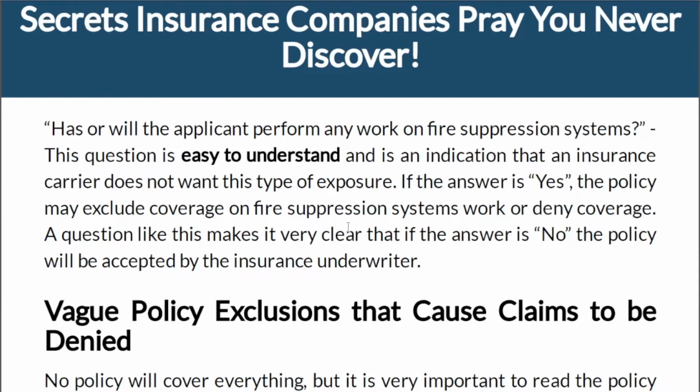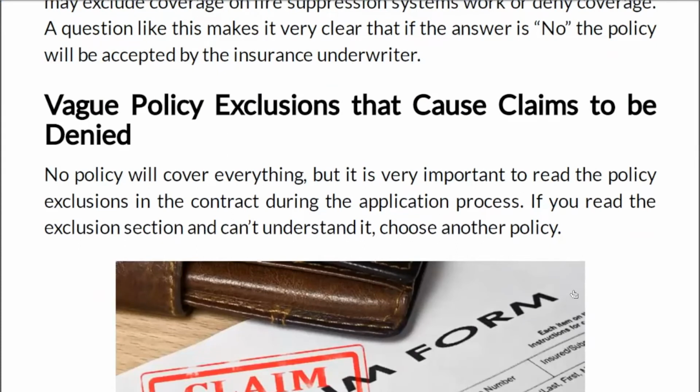Now I want to go to the opposite end. There are carriers out there that write their policies in a way that makes them very vague, and I'm going to show you examples. When you file a claim with them, you're going to get denied, and I'm going to show you why. Here are big policy exclusions that cause claims to be denied. We all know no policy will cover everything. It just does not exist. But it is very important to read the policy exclusions in the contract during the application process. If you read the exclusion section and can't understand it, walk away and choose another policy. That's my number one rule.